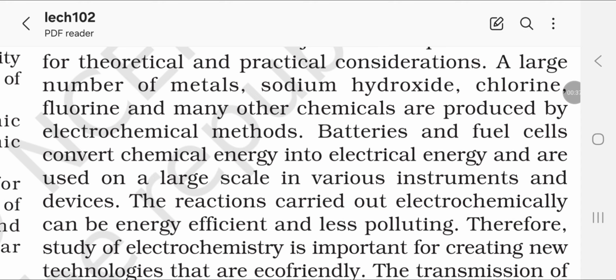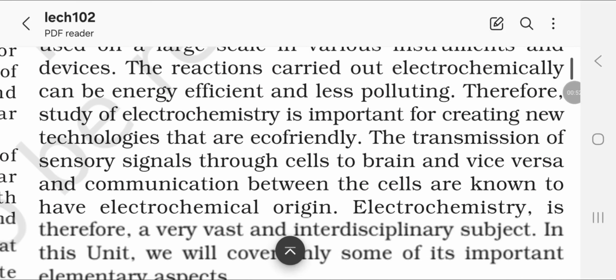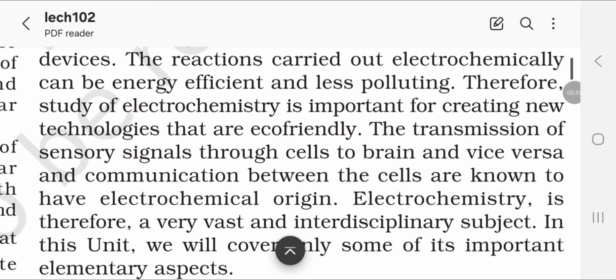Batteries and fuel cells convert chemical energy into electrical energy and are used on a large scale in various instruments and devices. The reactions carried out electrochemically can be energy efficient and less polluting. Therefore, study of electrochemistry is important for creating new technologies that are eco-friendly.